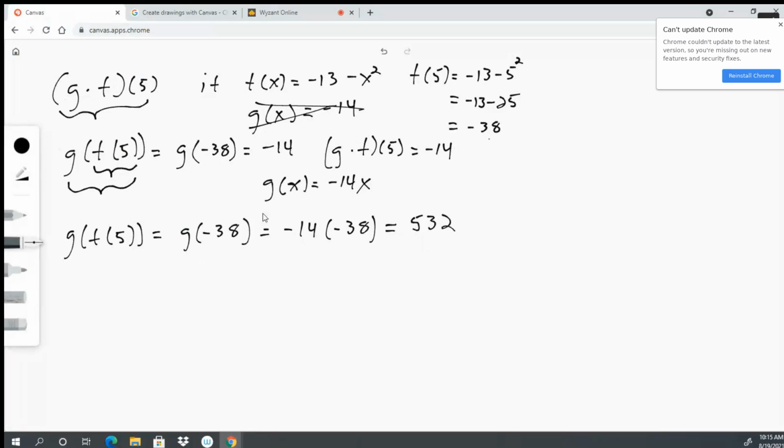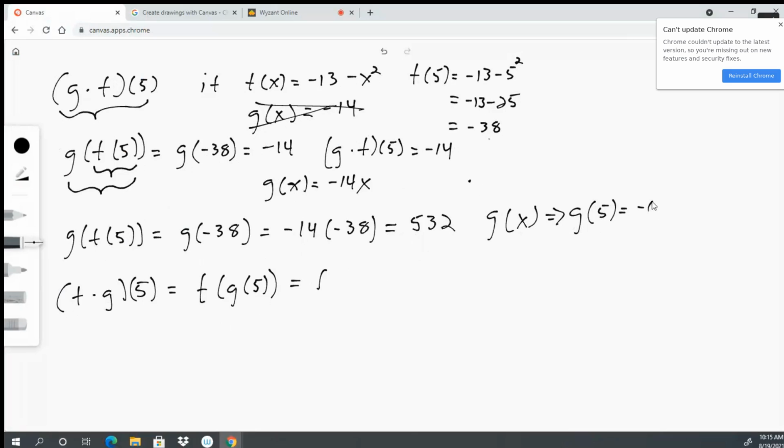And now, let's try to do another example because the order matters. Let's try f of g of 5, where we're solving for g of 5 first. So we plug in 5 into this equation here to get g of x, or g of 5, equals minus 14 times 5, which is equal to minus 70.